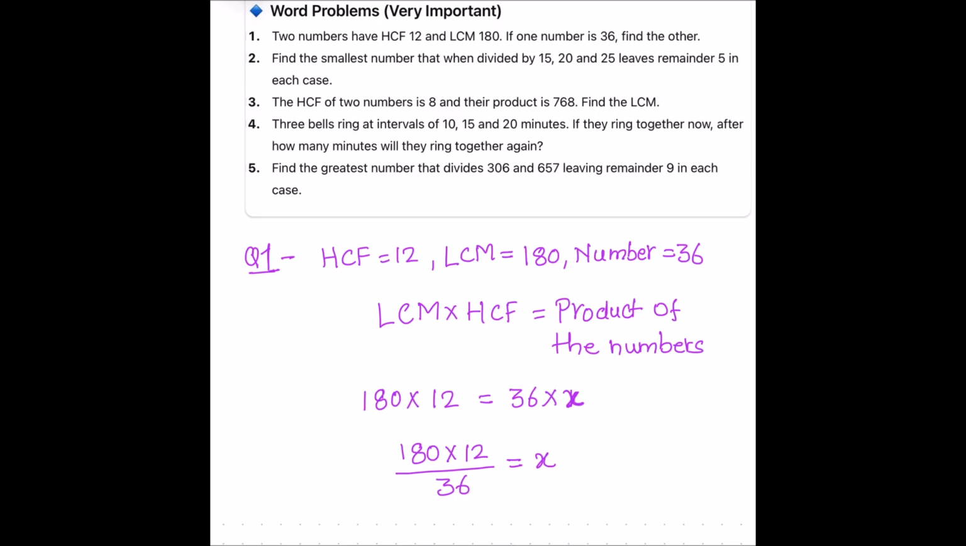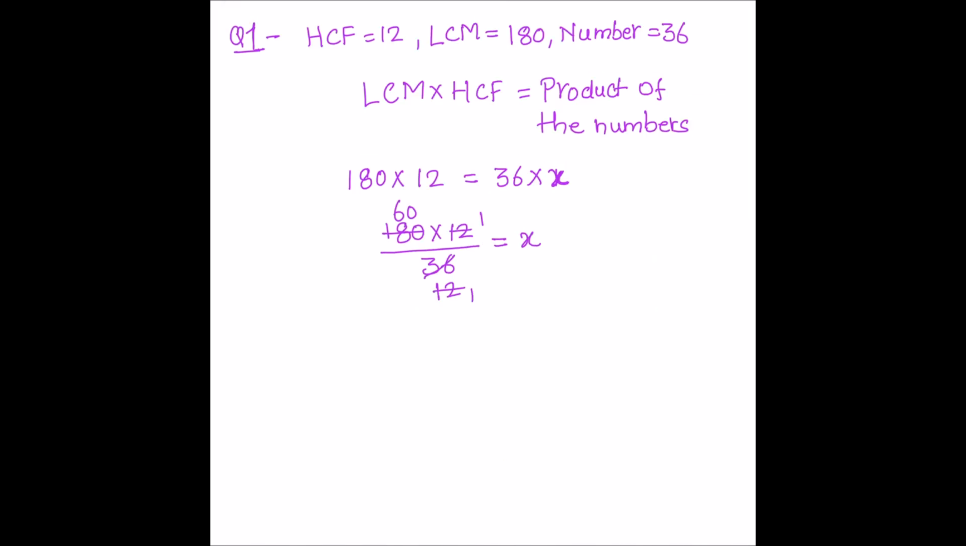We can now simplify it. This is 3 times 1 and 3 times 2. And 3 times 6 is 18. So 3 times 0 is 0. Again 12 times 1 and 12 times 1. So the value of x is 60, or the other number is 60. So our final answer is, the other number is 60.